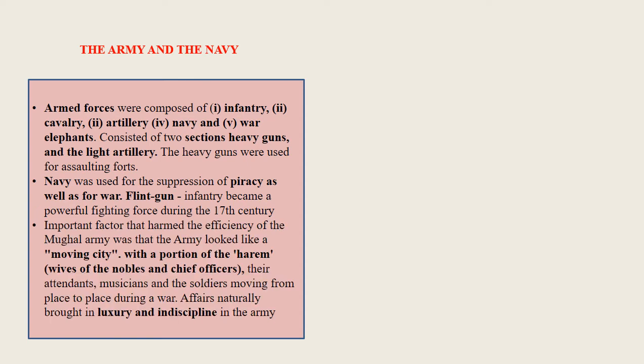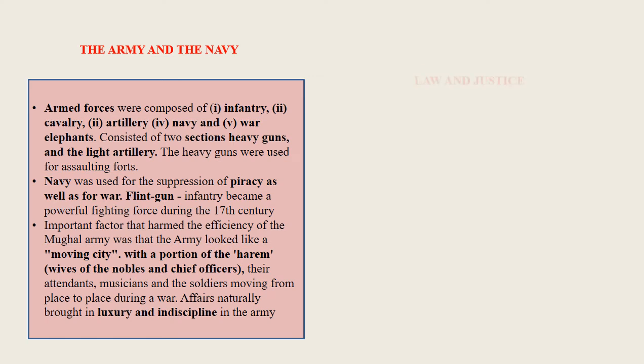An important factor that harmed the efficiency of the Mughal army was that the army looked like a moving city, with a portion of the harem, that is, wives of the nobles and chief officers, their attendants, musicians, and soldiers moving from place to place during a war. This sort of affair naturally brought in luxury and indiscipline in the army.